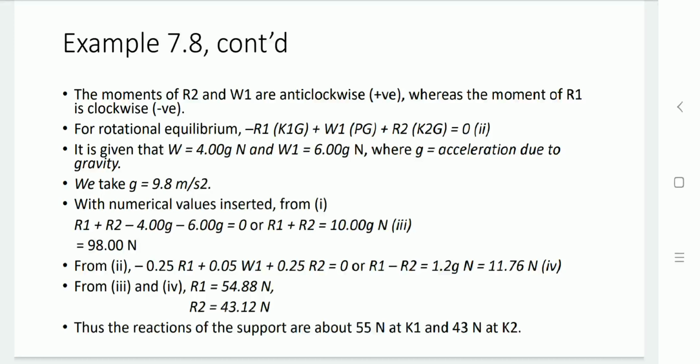So R1 plus R2 minus W1 minus W equals 0, so R1 plus R2 equals 10 g Newton, that is 98 Newton. From the second equation, let us substitute the values: minus 0.25 R1 plus 0.05 W1 plus 0.25 R2 equals 0. So R2 minus R1 equals 11.76 Newton. By solving both equations 3 and 4, we get R1 as 54.88 Newton and R2 as 43.12 Newton.